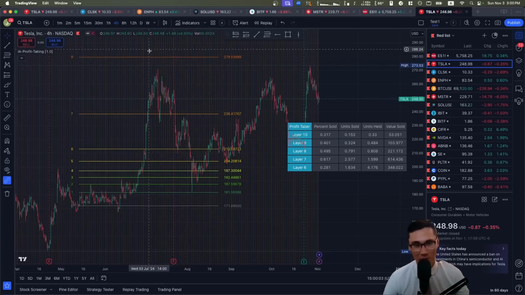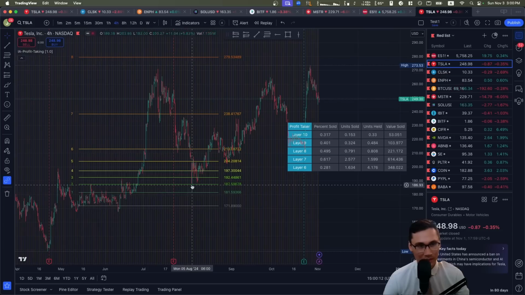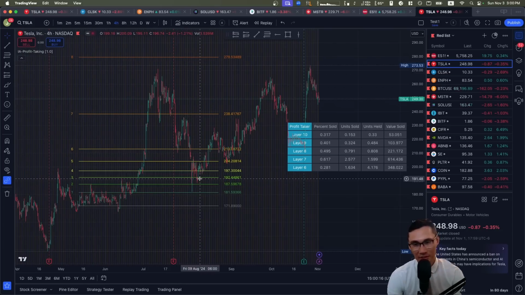So going back into the chart, we never made it to layer 7. So in this instance, we wouldn't have taken any profits off. And so we went all the way back down to layer 1, and you can see almost a perfect bounce off of layer 1 here. And then I have a re-entry at this point. I'm looking to buy again, right?